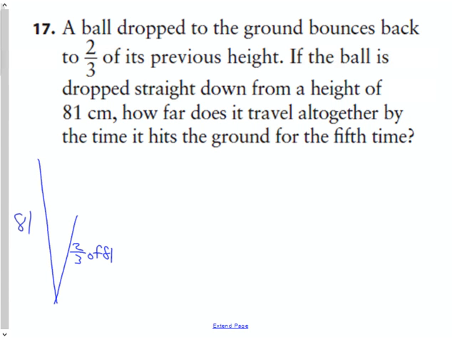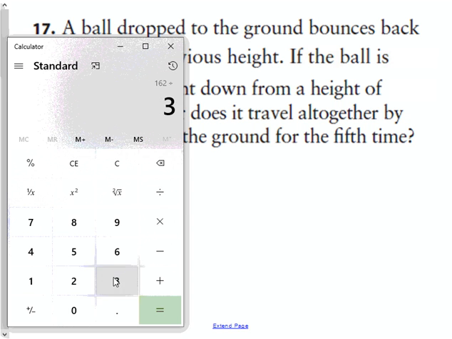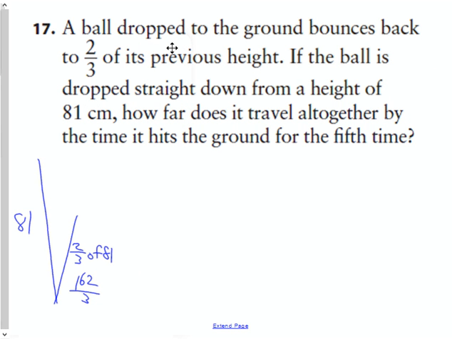So everyone agree with that? 2/3 of 81. How many thirds would I have drawn? I would have 162 thirds, which as a whole number, if I take that and divide it, 162 divided by 3, means it traveled 2/3 of 81, or 162 thirds. It traveled 54 centimeters on its first bounce. 54 centimeters. And then it goes down again.